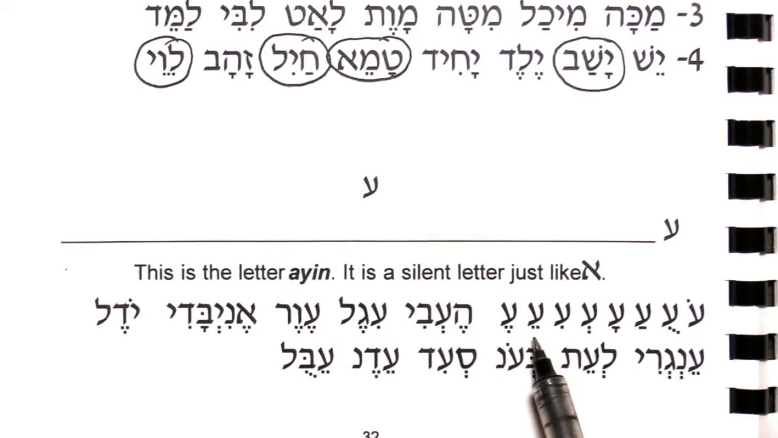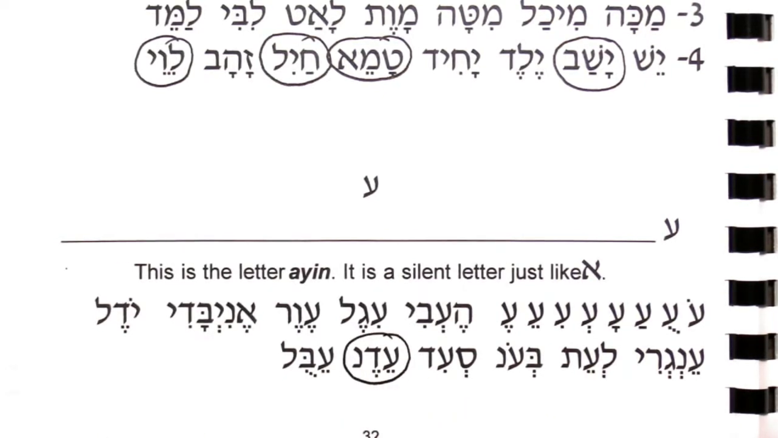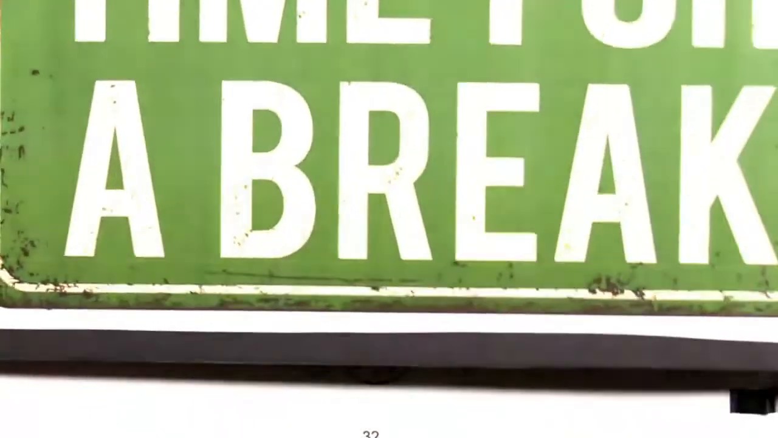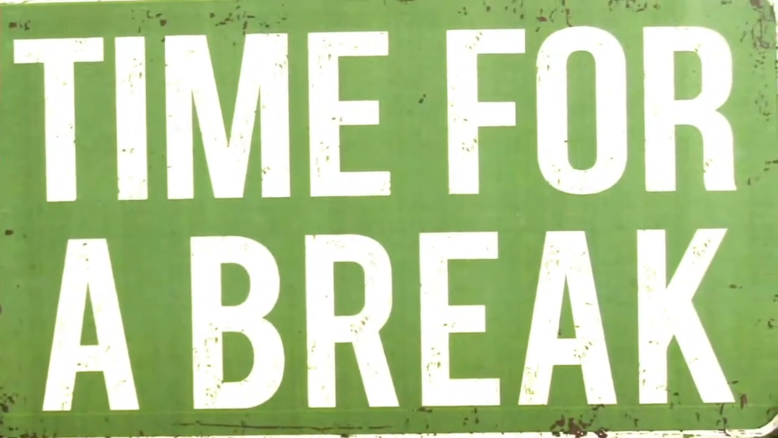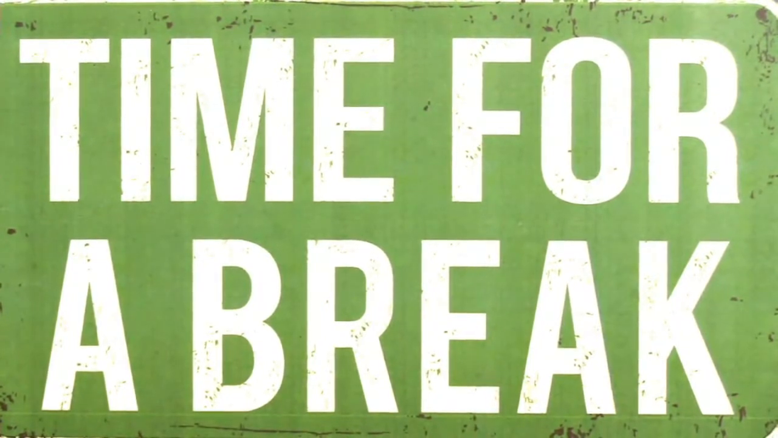E, A, Eh. So continue on, and these are all English words except for this one here. That is a Hebrew word. That is a place. So see if you can figure out what that place is. Hit the pause button, take a break, and when you're ready, hit play and we will resume.